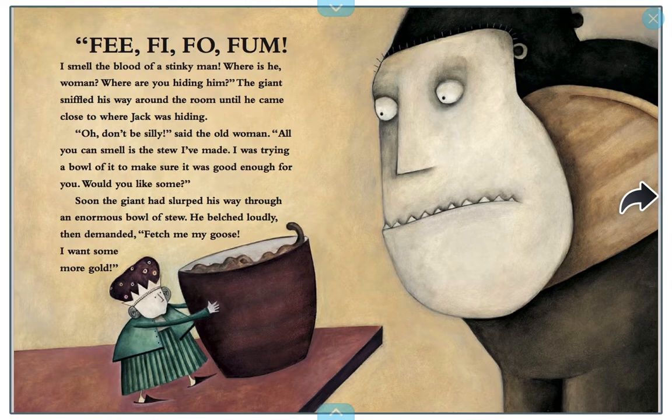"All you can smell is the stew I've made. I was trying a bowl of it to make sure it was good enough for you. Would you like some?" Soon, the giant had slurped his way through an enormous bowl of stew. He belched loudly, then demanded, "Fetch me my goose. I want some more gold."